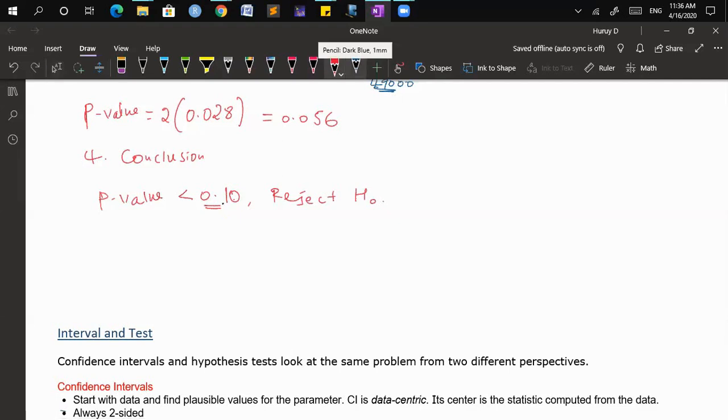I will put on the side. If alpha was 0.05, what would happen? We wouldn't reject the null hypothesis. Yes. So the only thing you need to do is just compare this. So you can change alpha depending.